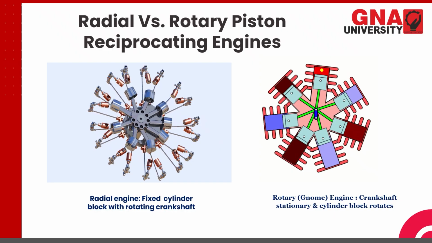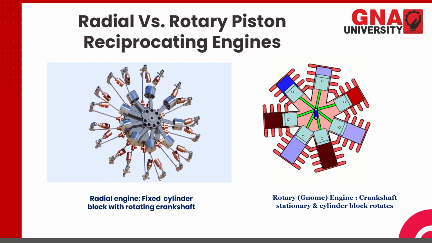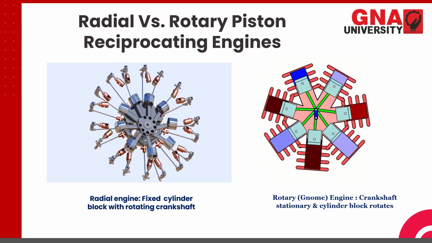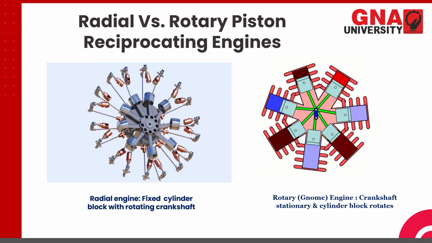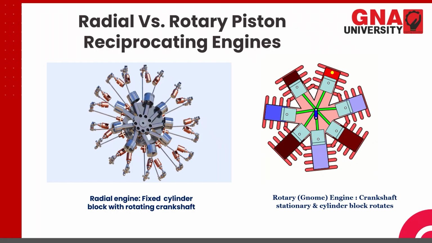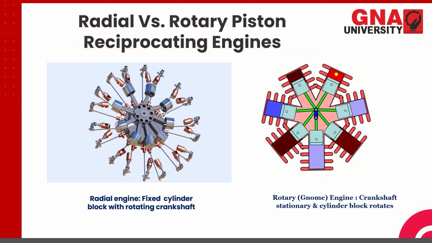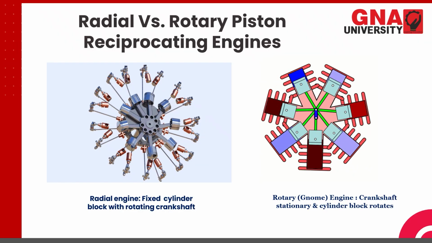Now the rotation of the cylinder causes this piston to come inside and go outside. So this engine is also called the gnome engine. G is usually silent, we call it gnome engine. So the crankshaft is stationary and the cylinder block rotates.